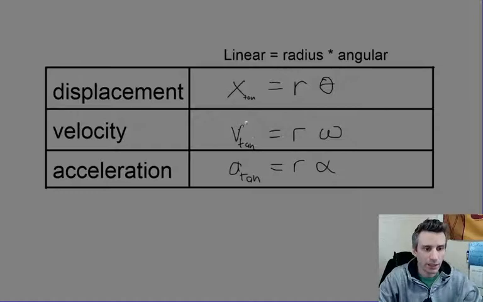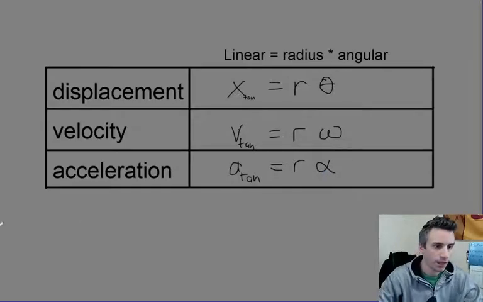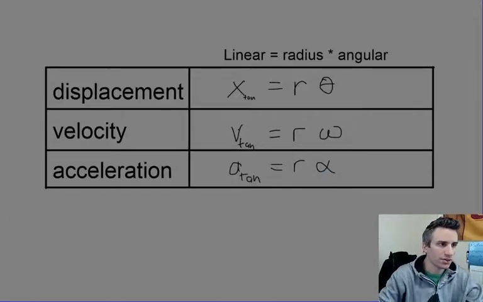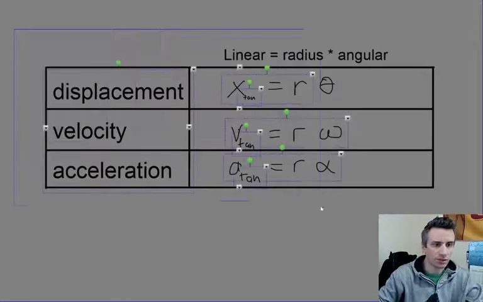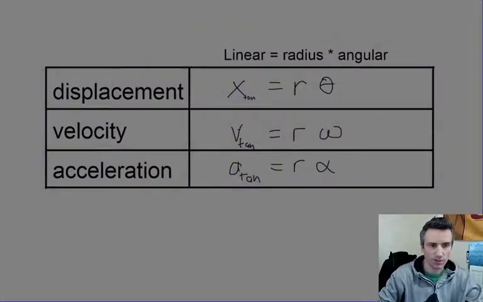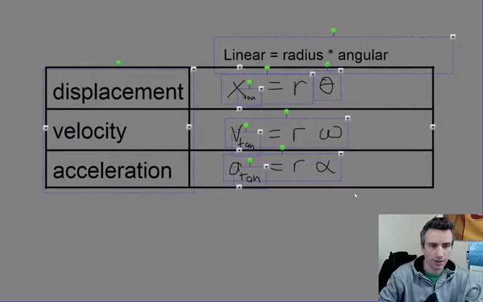The linear velocity along the tangent is equal to r, the radius, times the angular velocity, again, measured in radians per second. The linear quantity, the acceleration along the tangent, is equal to the radius of the circle times the angular acceleration, measured in radians per second squared. So if I were to draw a circle, let me see if I can move this stuff upwards a little bit. Give myself some space if I can manage it.